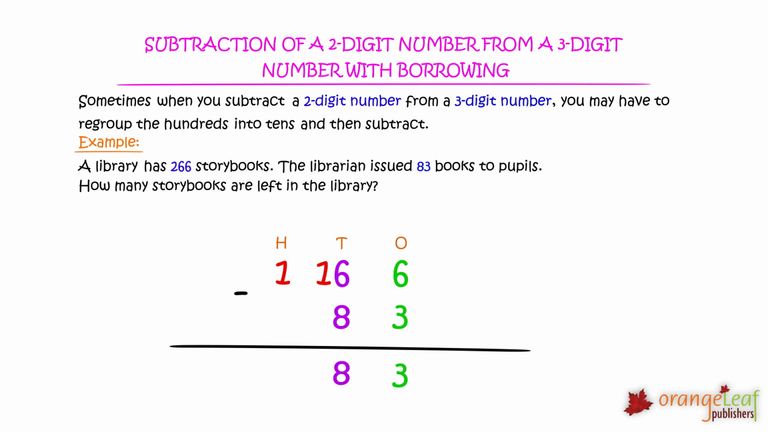Step 3. Subtract the hundreds. 1 minus 0 is equal to 1. Write 1 in the hundreds place. Therefore, the answer is 183. Thus, a total of 183 storybooks are left in the library.